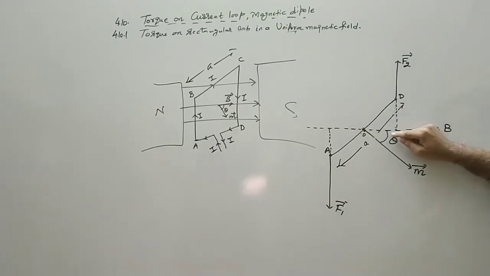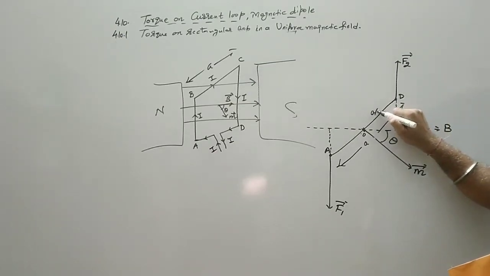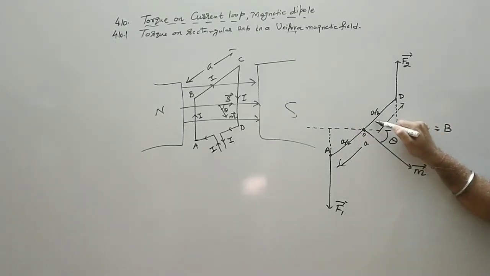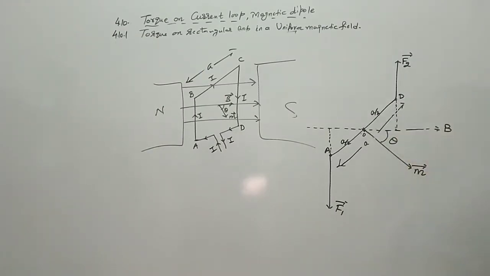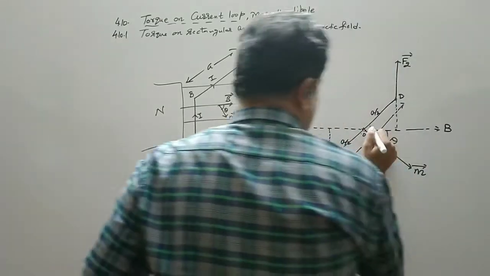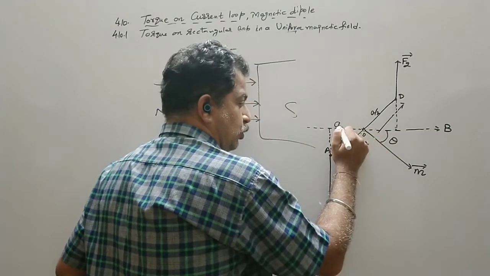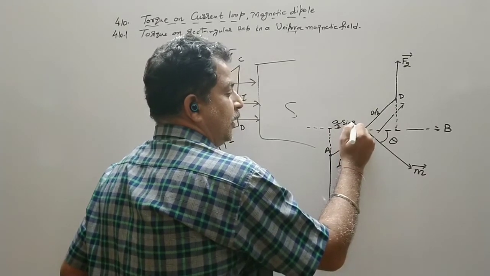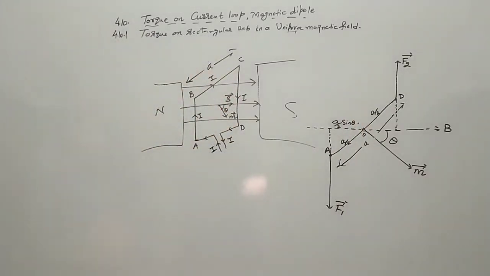Now if this angle is theta, this is 90 minus theta. Now what is this? A by 2. What is this side? A by 2. This angle is 90 minus theta. So this component should be A by 2 cos 90 minus theta, that is sin theta. This side is also 90 minus theta. So it should be written as A by 2 sin theta, where theta is the angle between M vector and B.